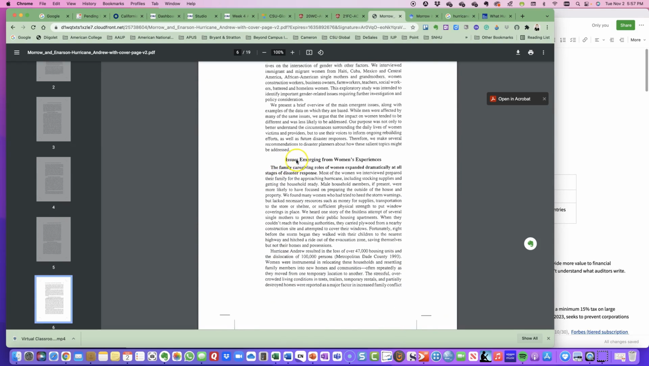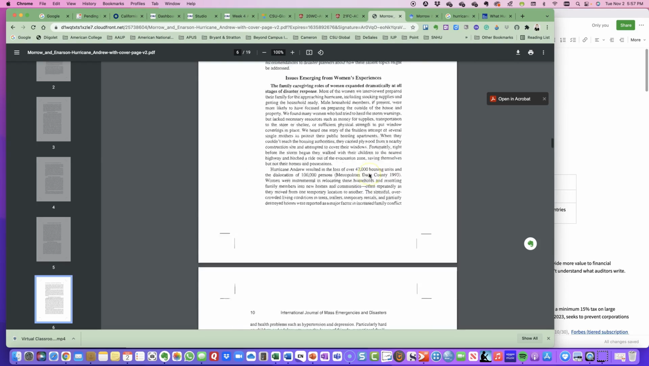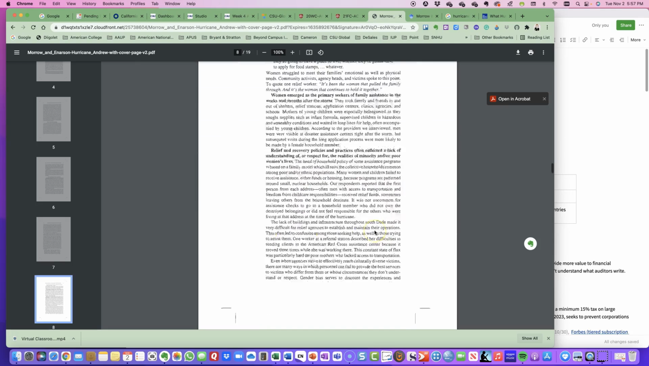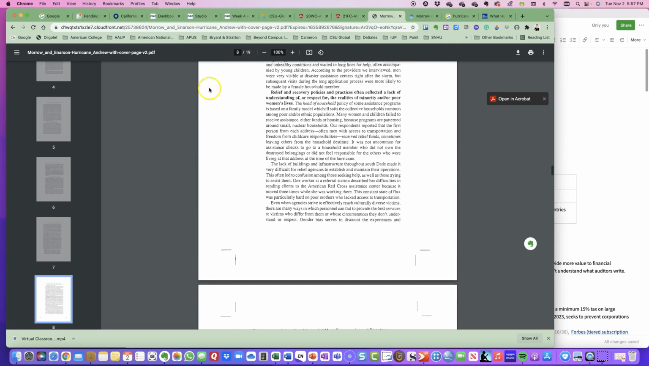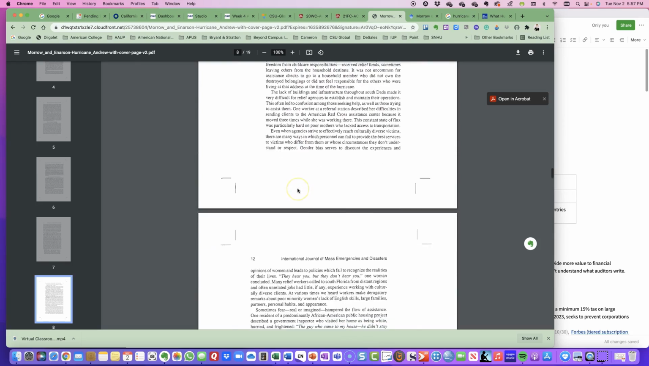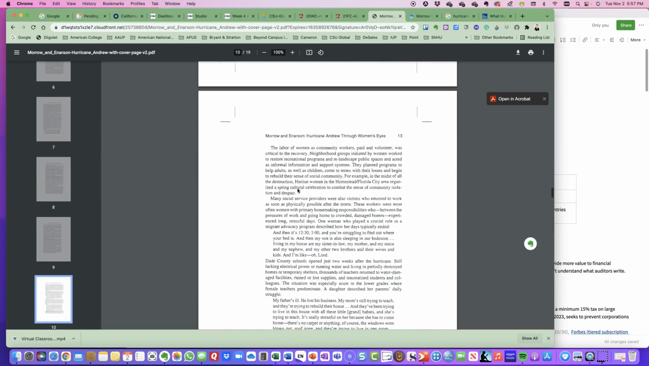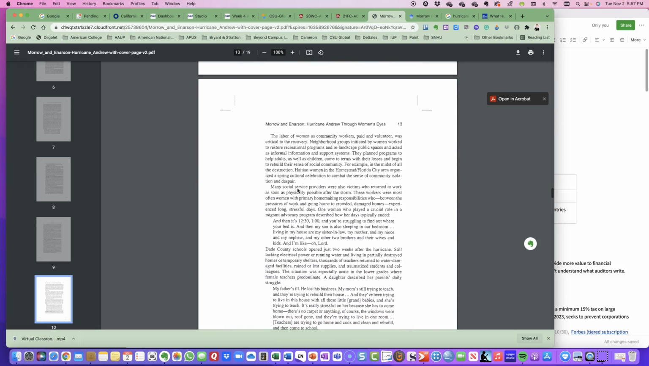So you would actually have within your summary document, or highlight here, the family caregiving roles of women. And then here you're going to go into the women emerged as the primary seekers. So all of these bolded areas, that is basically what the researchers came up with. So that is your assignment for your week 4 virtual classroom.